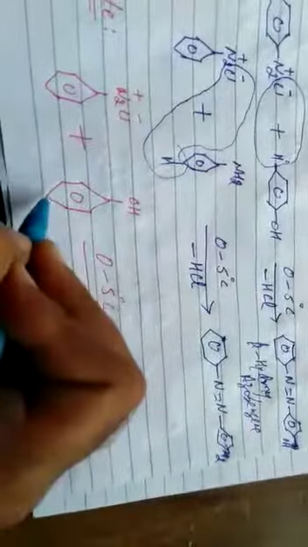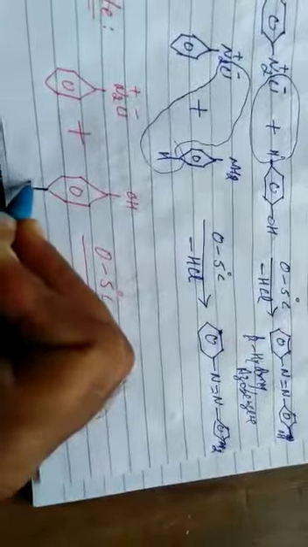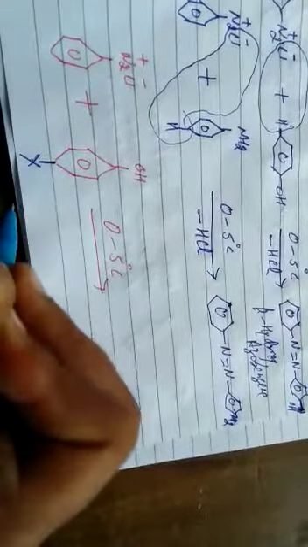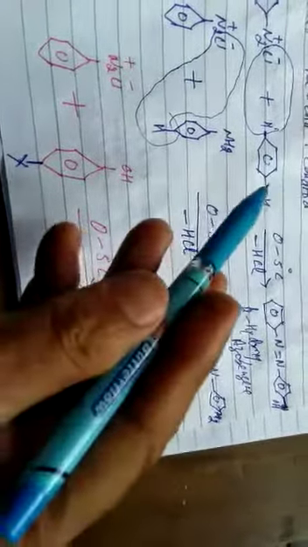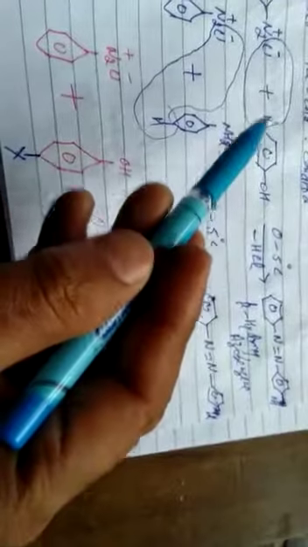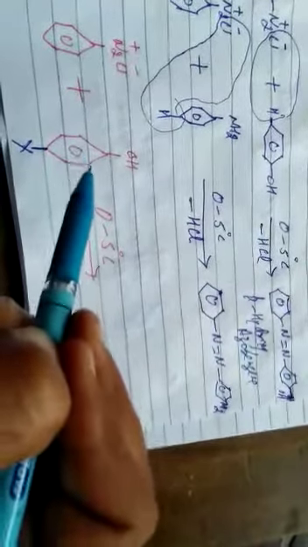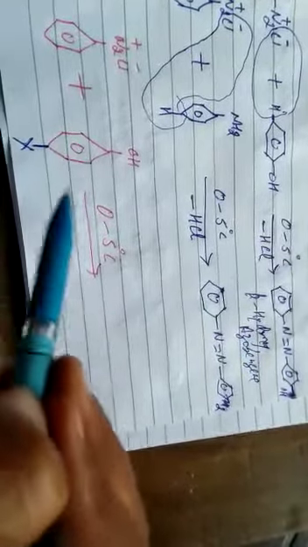Students, suppose the para position is blocked. Here I mention X, a halogen atom, linked in the same reaction. In this, the para position is free and HCl is eliminated. If para is blocked, then coupling takes place at the ortho position. And remember, if both ortho and para are blocked, coupling will not take place.